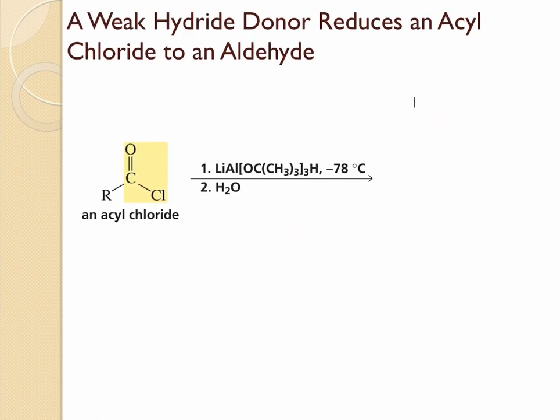For example, when you take lithium aluminum hydride and replace three hydrogens in lithium aluminum hydride with alkoxy groups, such as what you see in this case, this compound right here is lithium tri-tertiary butoxy aluminum hydride. Then it is going to convert the acid chloride into an aldehyde. But for this reaction, you have to make sure that the temperature is at minus 78 degrees Celsius.